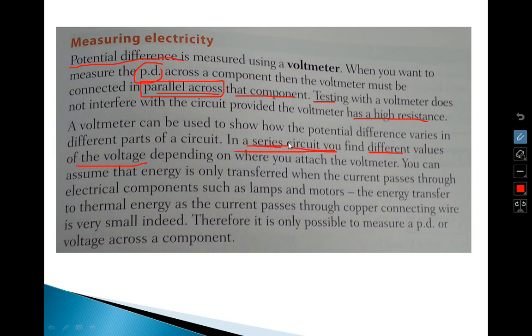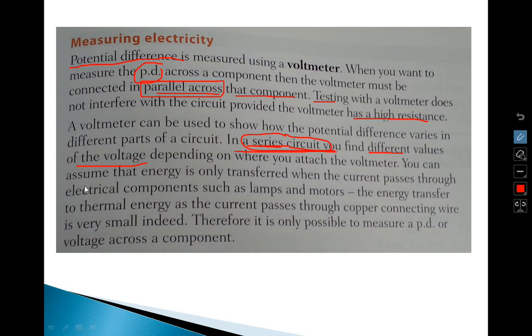We have the same current, as we mentioned before. In series, we have the same current but different voltage, or different PD. In parallel, we have different current, but we have the same PD, or the same voltage.